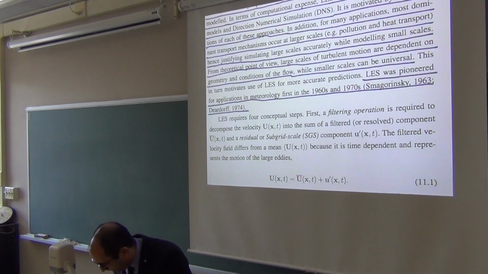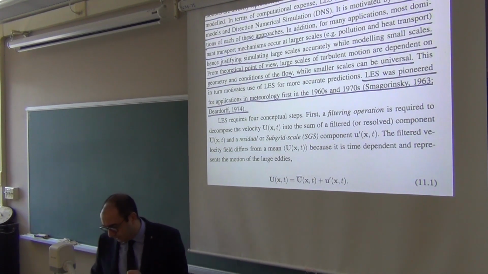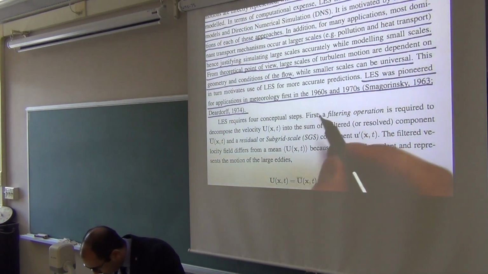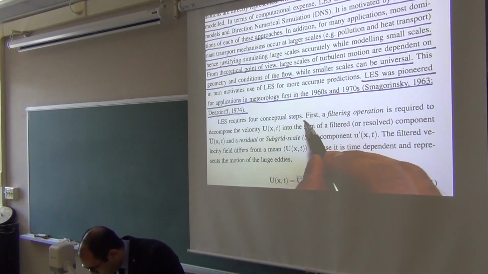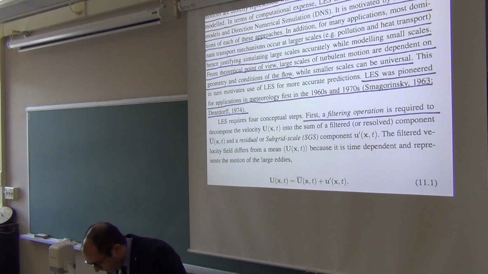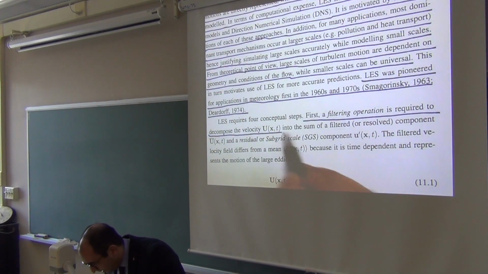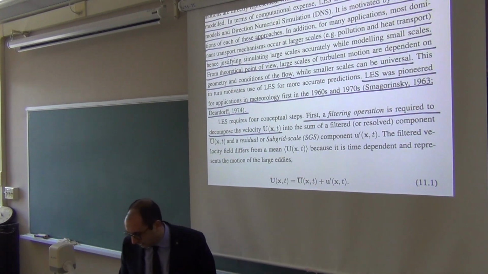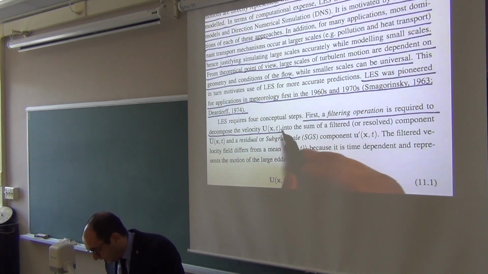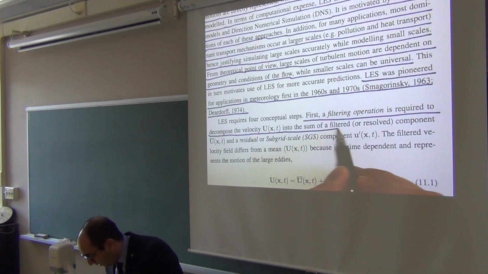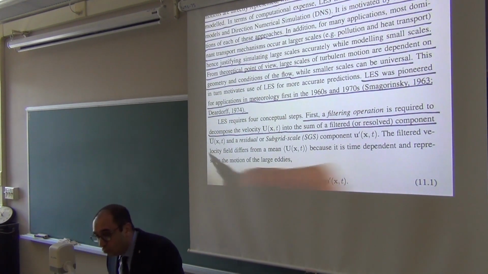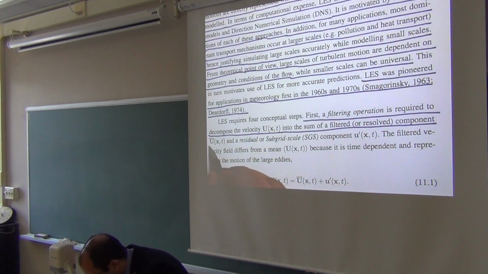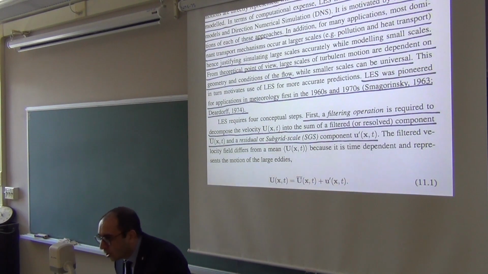LES requires 4 computational steps, and I will explain to you these 4 steps. The first one is called a filtering operation, in which case you decompose the velocity, the same instantaneous velocity you had in the previous chapters, it's the same velocity field, both as a function of time and space, into the sum of the filtered or resolved component, U bar, and the residual or subgrid scale component, U prime.